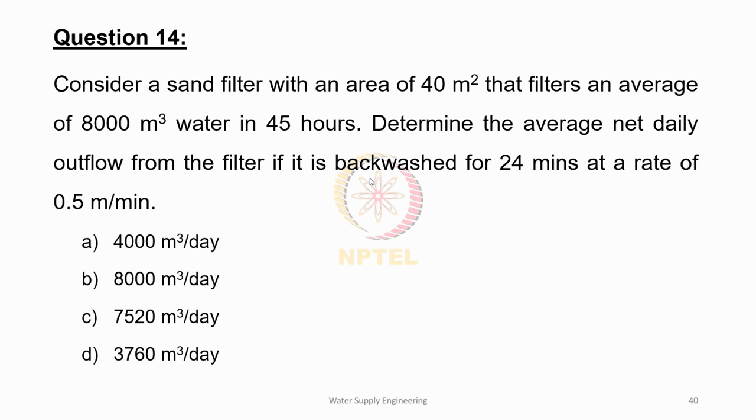Question number 14. Consider a sand filter with an area of 40 meter square as in the earlier question, which can filter an average of 8,000 meter cube of water in 45 hours. Here we are asked to determine the average net daily outflow from the filter if it is backwashed for 24 minutes at a rate of 0.5 meter per minute.